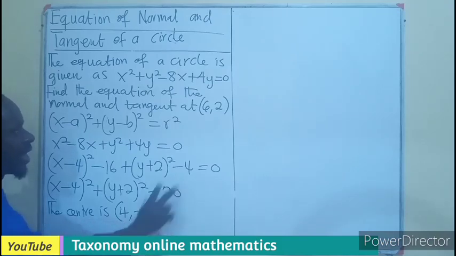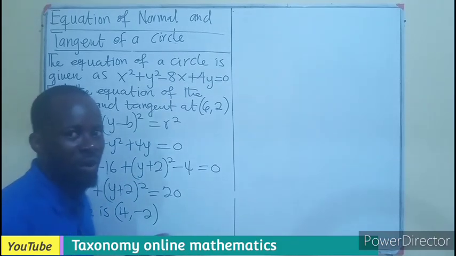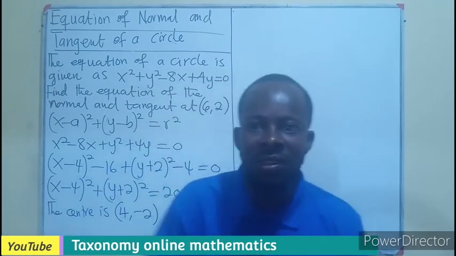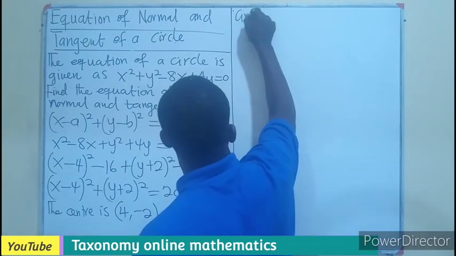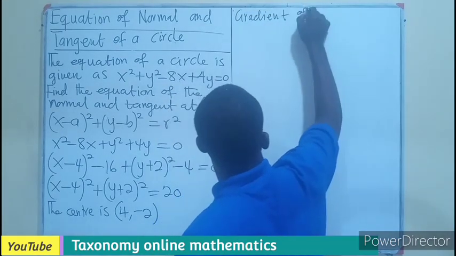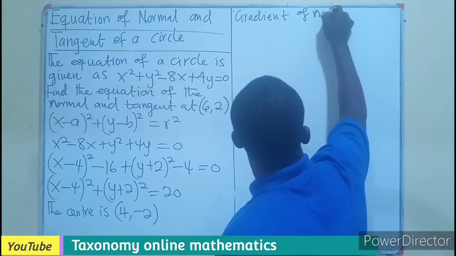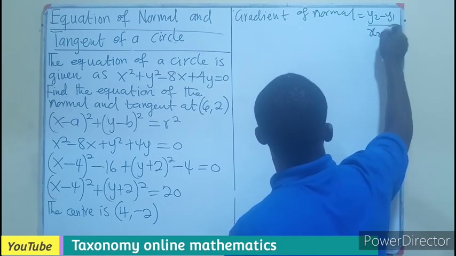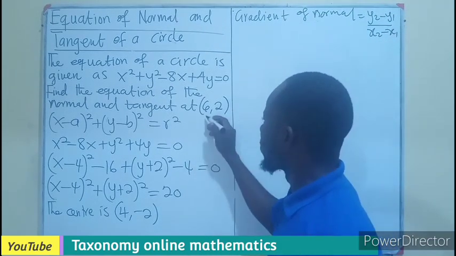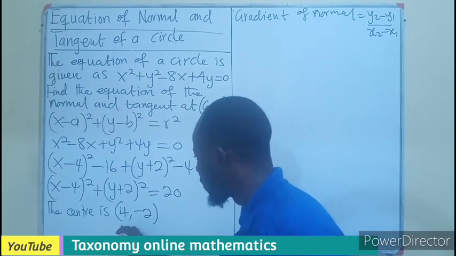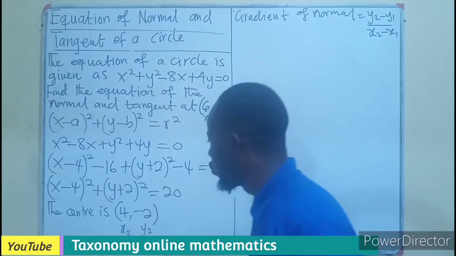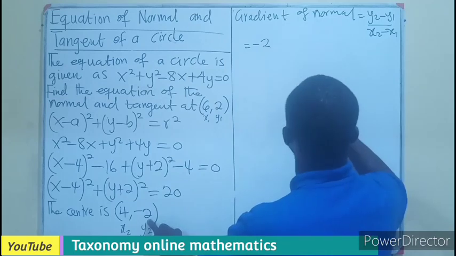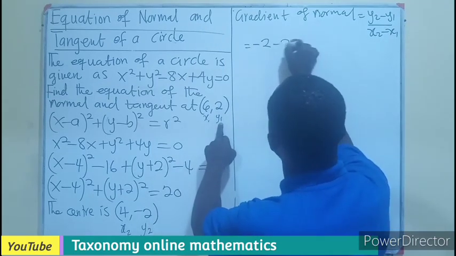Since I know the center, I know the point, I can find the gradient. I don't need to find the gradient of the normal, of the radius, but of the normal, since they are the same. So gradient of the normal, which we know is y2 minus y1 over x2 minus x1. Picking this as my x1, y1, x2, y2, I'll be having a negative 2 in this case, minus what? 2.